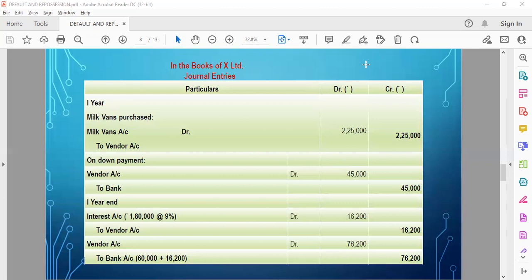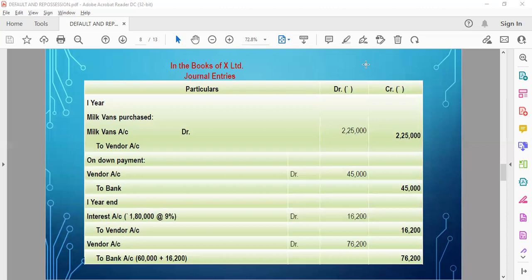The second journal entry is for the down payment. They have agreed to give 45,000 as down payment, right? So for that down payment, we should write one journal entry. That is vendor account debit to bank account. How much is the amount? 45,000. Vendor account debit 45,000 to bank account 45,000, being down payment made.